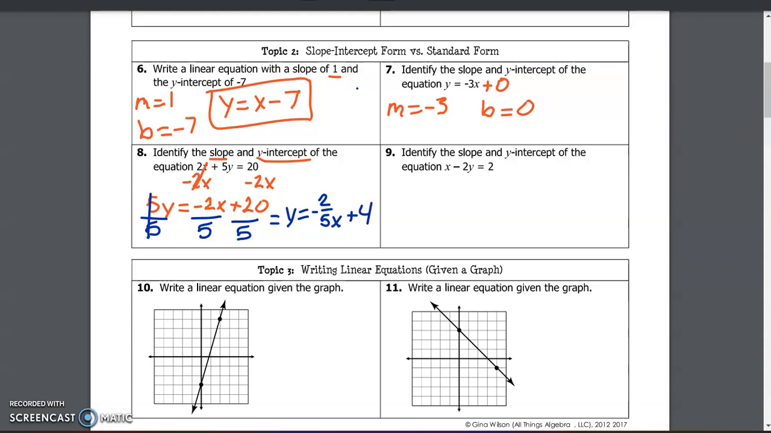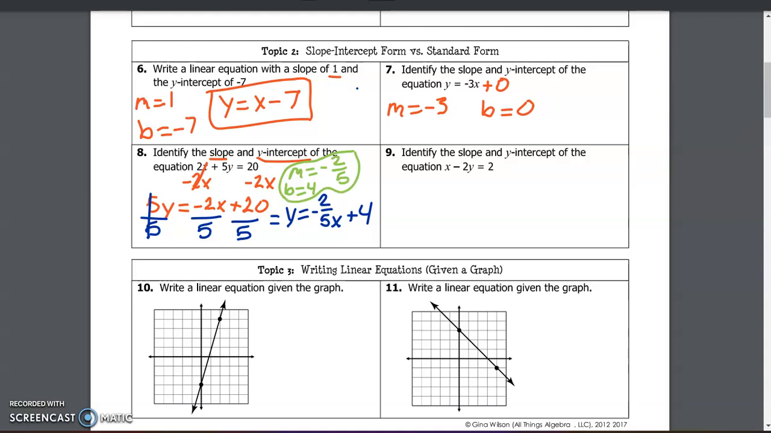Okay, so now that it's in that form, I can tell what my slope and my y-intercept are. My slope is that negative 2/5. I know there's not a lot of space here, I'm just kind of making do with what I can. And then our b, our y-intercept, is just 4. So this is our answer right here.